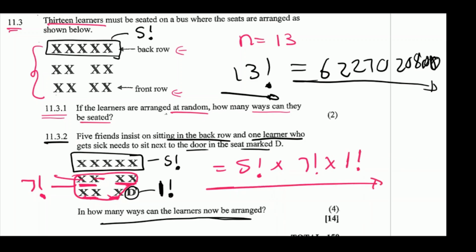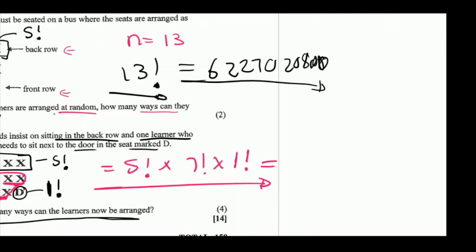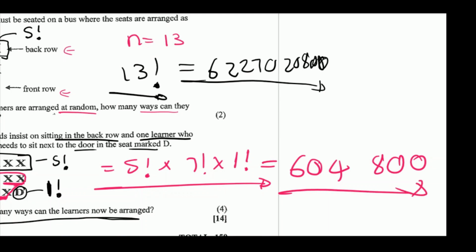So this is the solution of this problem here. If you punch it in your calculator, you will get 604,800. So this is the solution of the number of ways that these learners will be arranged.